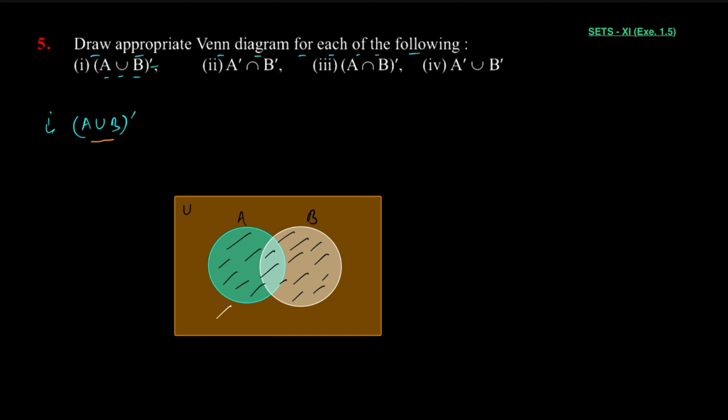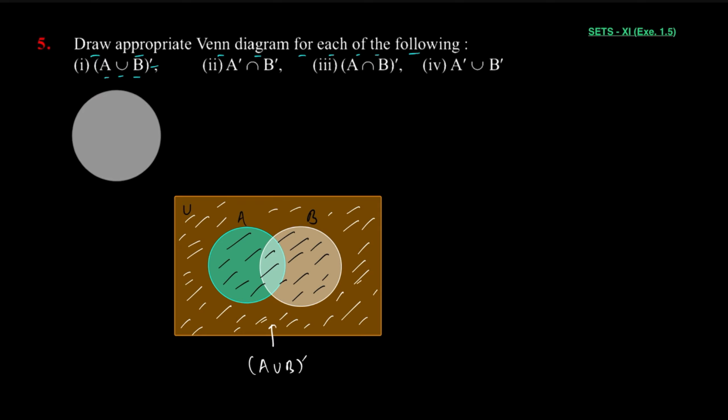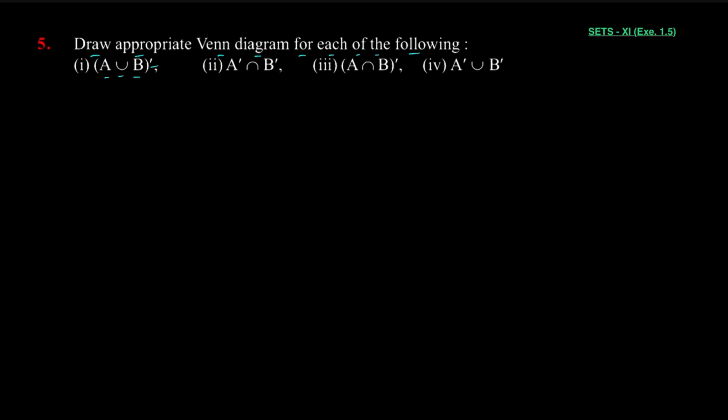So what will be A union B complement? It will be this region. That is the region excluding the region of A union B. So this region represents our A union B whole complement. Part number 2. In this part, we are required to represent by means of a Venn diagram A complement intersection B complement.